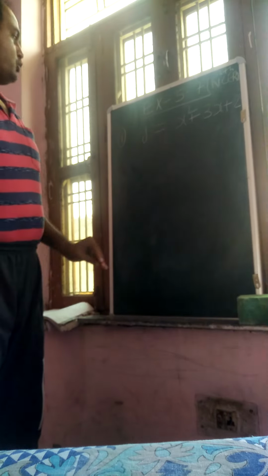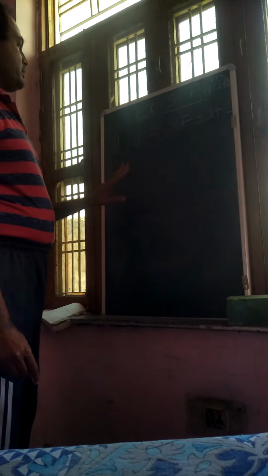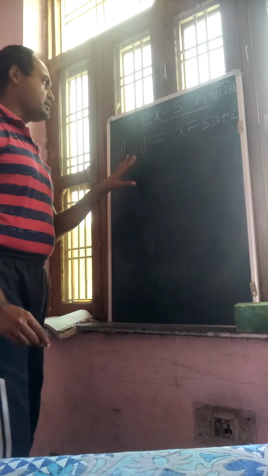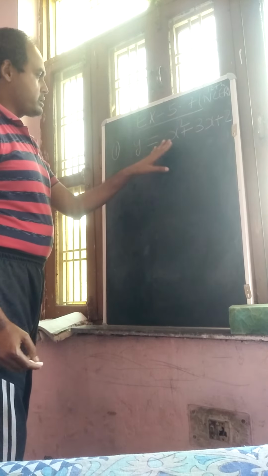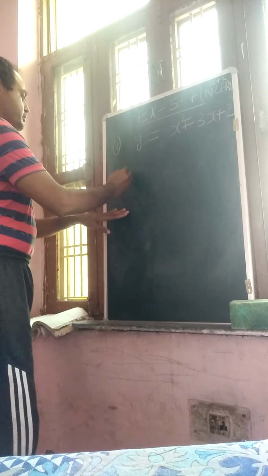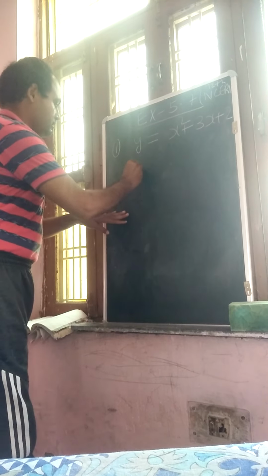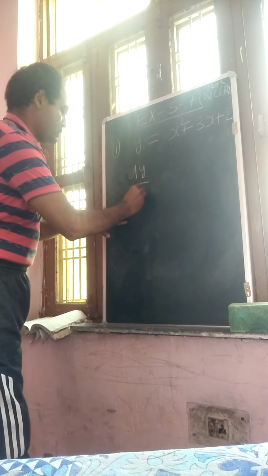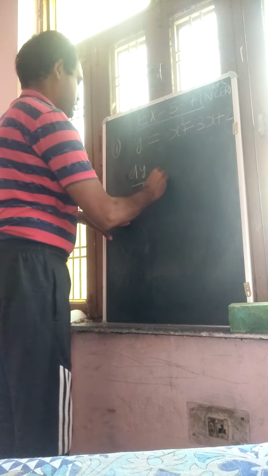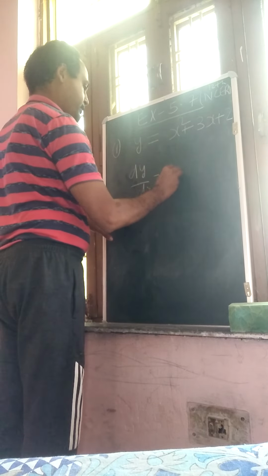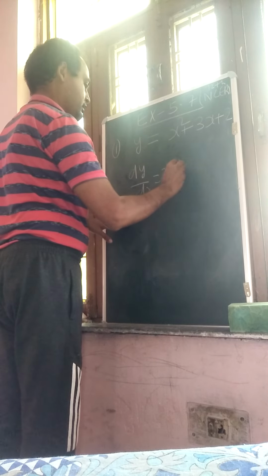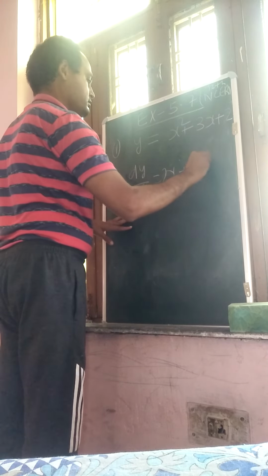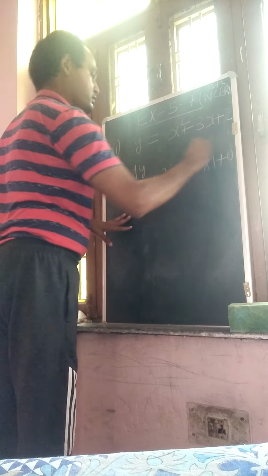Our topic is to find the second derivative, in 12th class, Exercise 5.7. Here the question is y equals x square plus 3x plus 2. First of all, we have to find dy by dx. This is the first derivative. We know that the differentiation of x square is 2x, plus 3 into 1, plus 0.